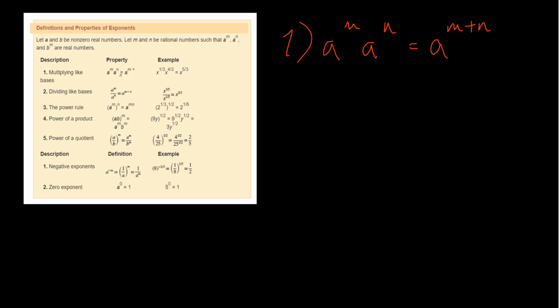The example would be x raised to the 1/3 times x raised to the 4/3. Notice we have the same base, both bases being x's. So I can simply add the exponents. 1/3 plus 4/3 is 5/3.